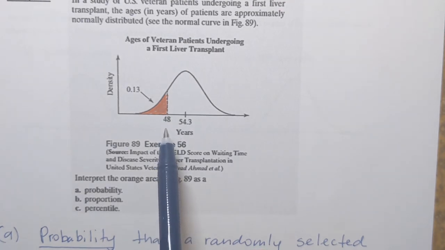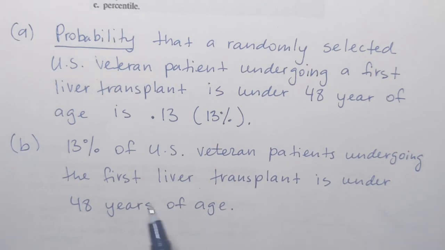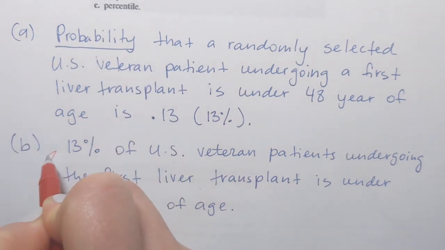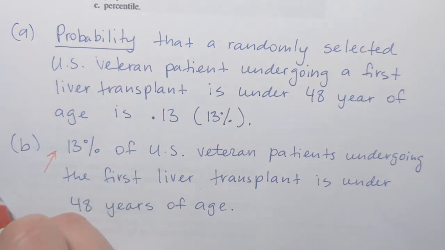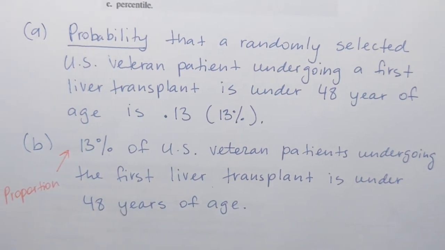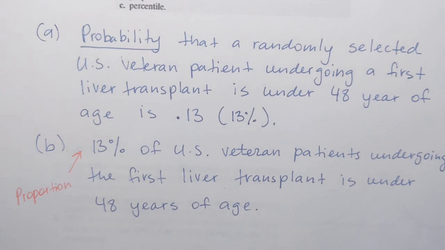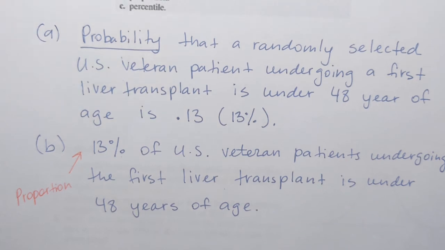So let's write this down. I wrote 13% of US veteran patients undergoing the first liver transplant is under 48 years of age. And in this case, 13% represents proportion. Now, the last question is to interpret that area, 0.13, as percentile.